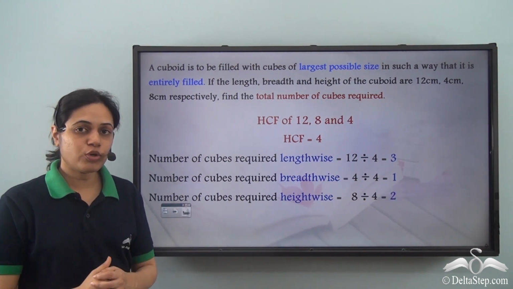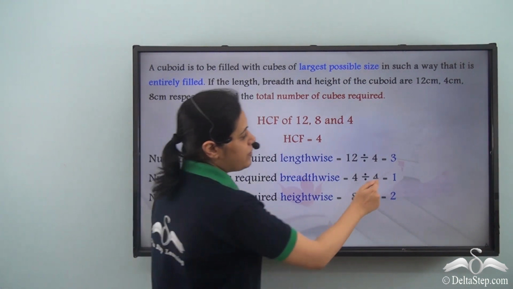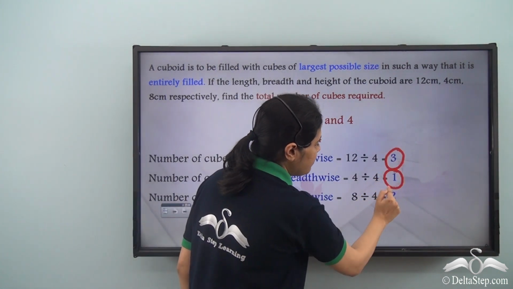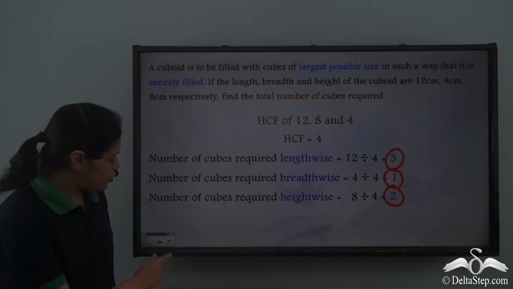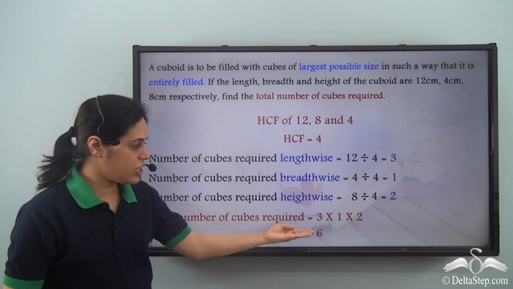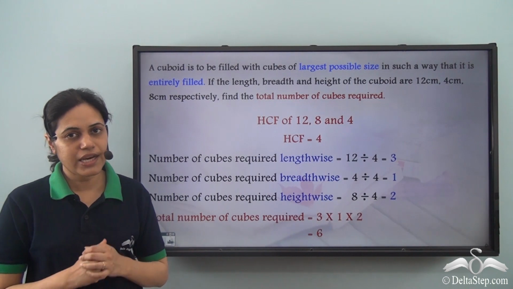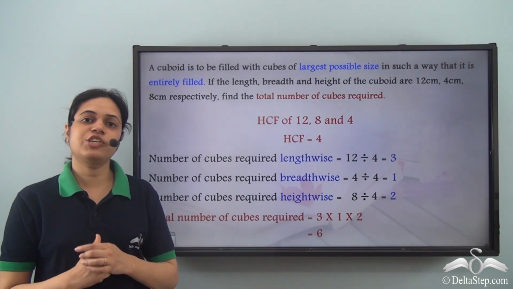So what will be the total number of cubes? It will be 3 into 1 into 2. So the total number of cubes is 3 into 1 into 2, which is 6. So 6 cubes are required.